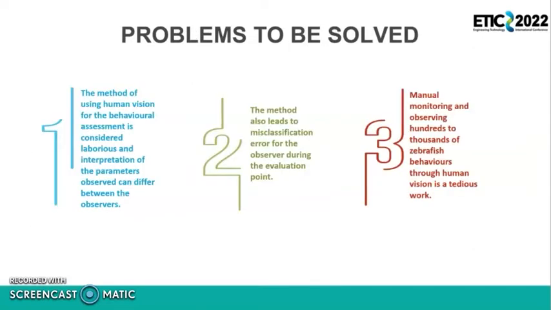Okay, here I listed three problems to be solved. The first one is the method of using human vision for the behavioral assessment is considered laborious, and the interpretation of the parameters observed can differ between the observers. Okay, second, the method also leads to misclassification error for the observer during the evaluation point. And the last one is the manual monitoring and observing hundreds to thousands of zebrafish behavior through human vision is a tedious work.